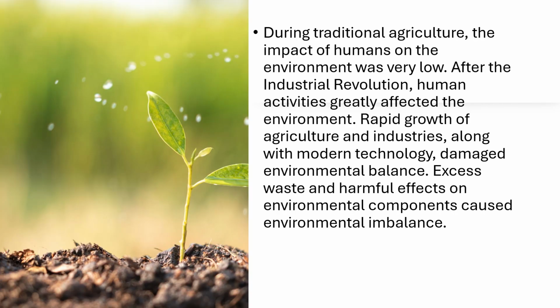During traditional agriculture, the impact of humans on the environment was very low. After the Industrial Revolution, human activities greatly affected the environment. Rapid growth of agriculture and industries along with modern technology damaged environmental balance. Excess waste and harmful effects on environmental components caused environmental imbalance.